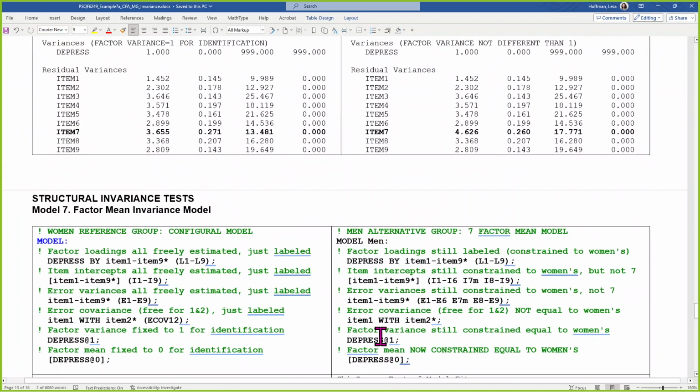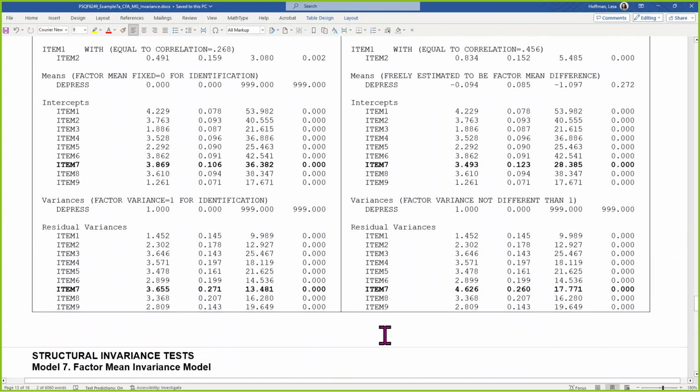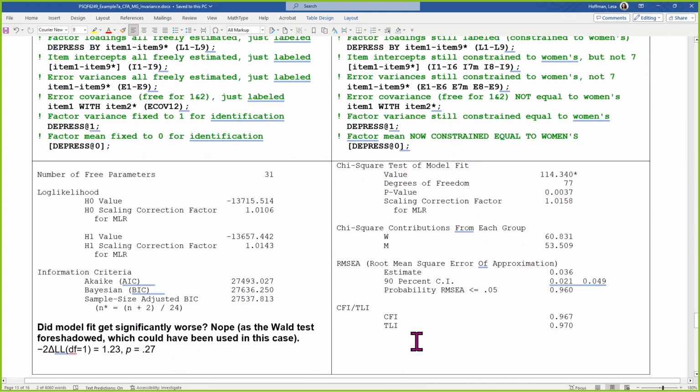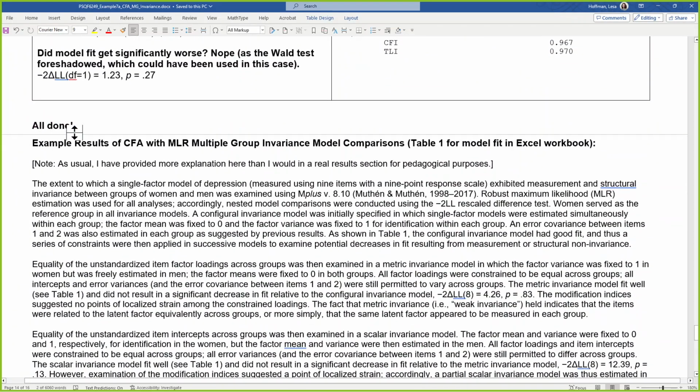So putting it all together, it looks like the two groups do not differ in their factor means or their factor variances, and that's the end of the story. Structural invariance holds or doesn't hold? Holds. Structural invariance holds if you can constrain the factor parameters to be the same across groups and not hurt the model fit. See, all done.